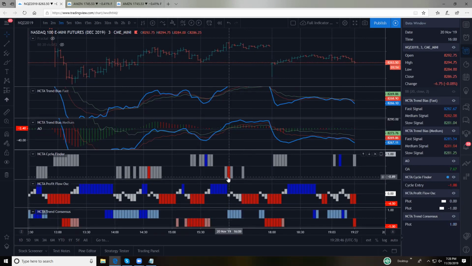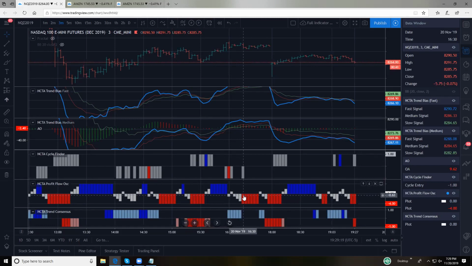If the cycle finder prints and there ends up being a blue oscillator or maybe a blue cycle finder before the red oscillator prints, it's not a valid entry. Any interruption between the time that the cycle finder prints and the oscillator prints invalidates that oscillator as a valid signal.